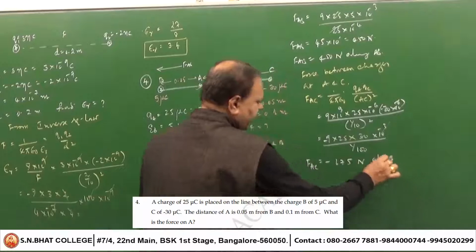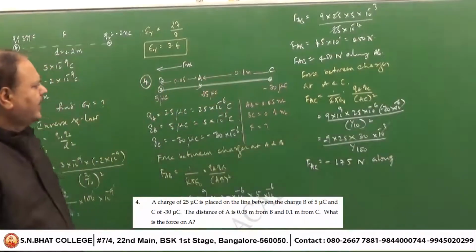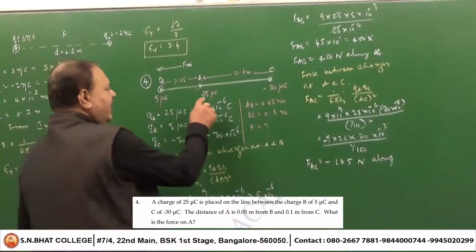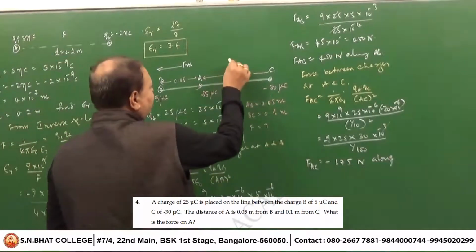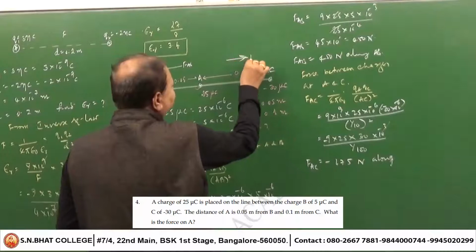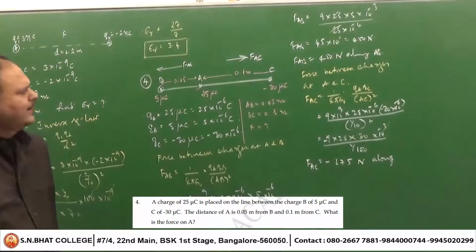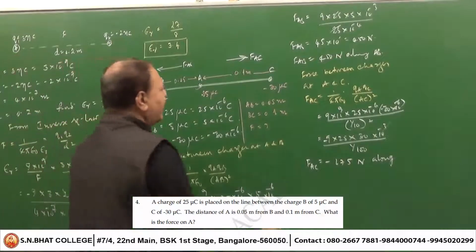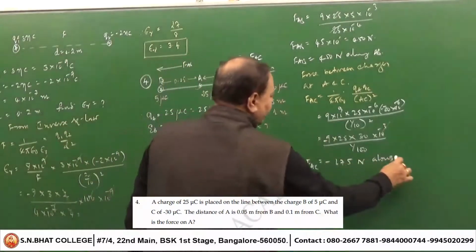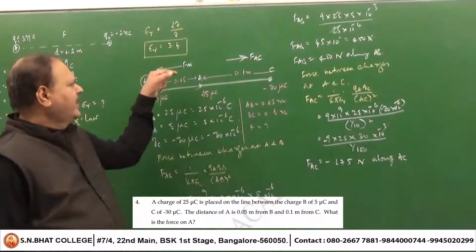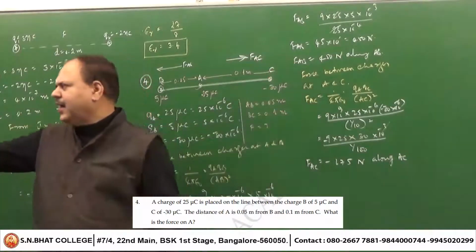How is it acting? See, between A and C there is an attractive force. Since C is stronger than A, it acts in this direction. FAC acts in this direction. So it is acting along AC. Therefore you can call it acting along AC. Think for yourself: on this side 675 Newton, on this side 450 Newton.